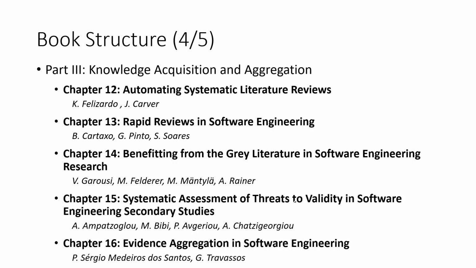The third part is about knowledge acquisition and aggregation. It contains overall 5 chapters. One about automating systematic literature reviews, the next one about rapid reviews in software engineering, the third one about benefiting from the grey literature in software engineering research, then one about systematic assessment of threats to validity in software engineering secondary studies, and the final one about evidence aggregation in software engineering.